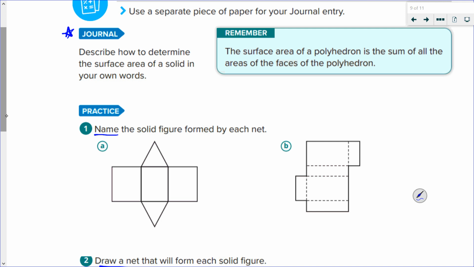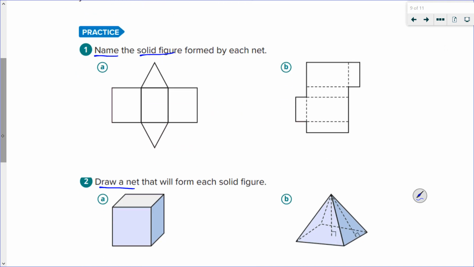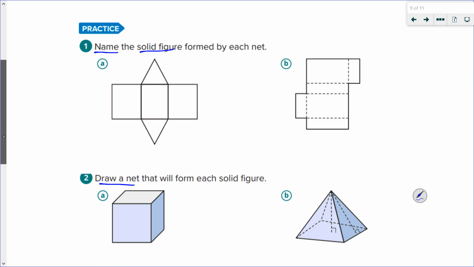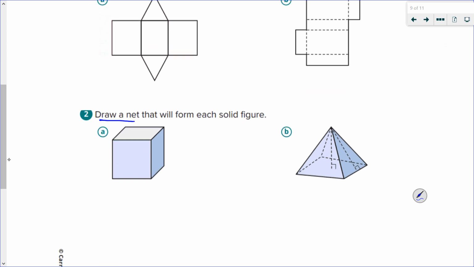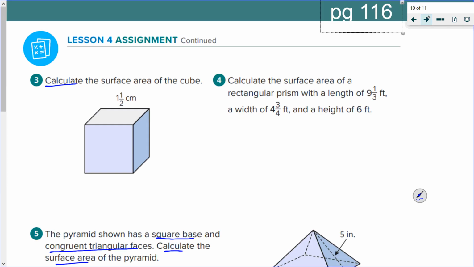Do I have to do any calculations? No. No, I just need to name the solid figure for each net. In other words, mentally reconstruct it, tell me what you make. Second one, draw a net that will form it. So start on this one by naming the figure. That's going to help you to draw the net. So name the figure, then draw the net for each of those. Go to 116. Quit talking, guys.